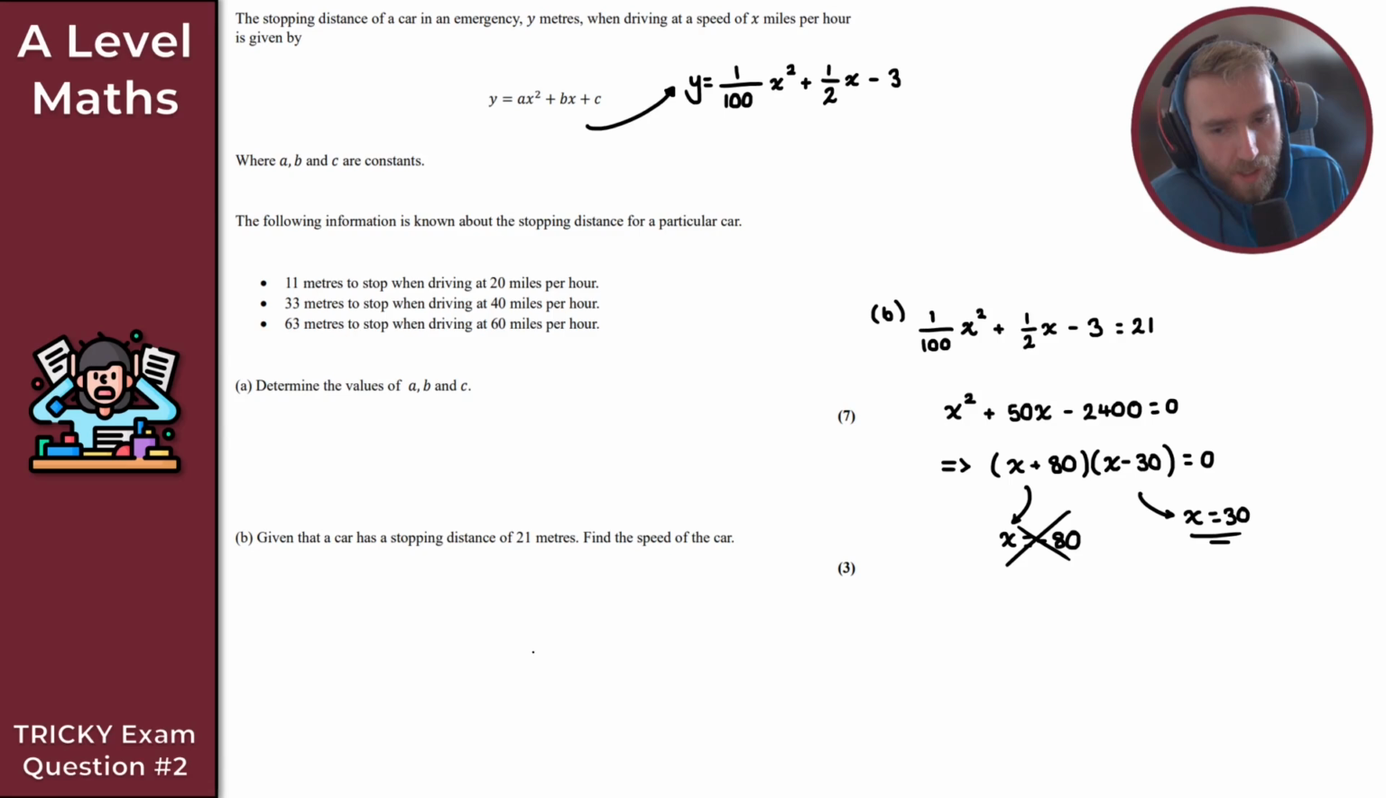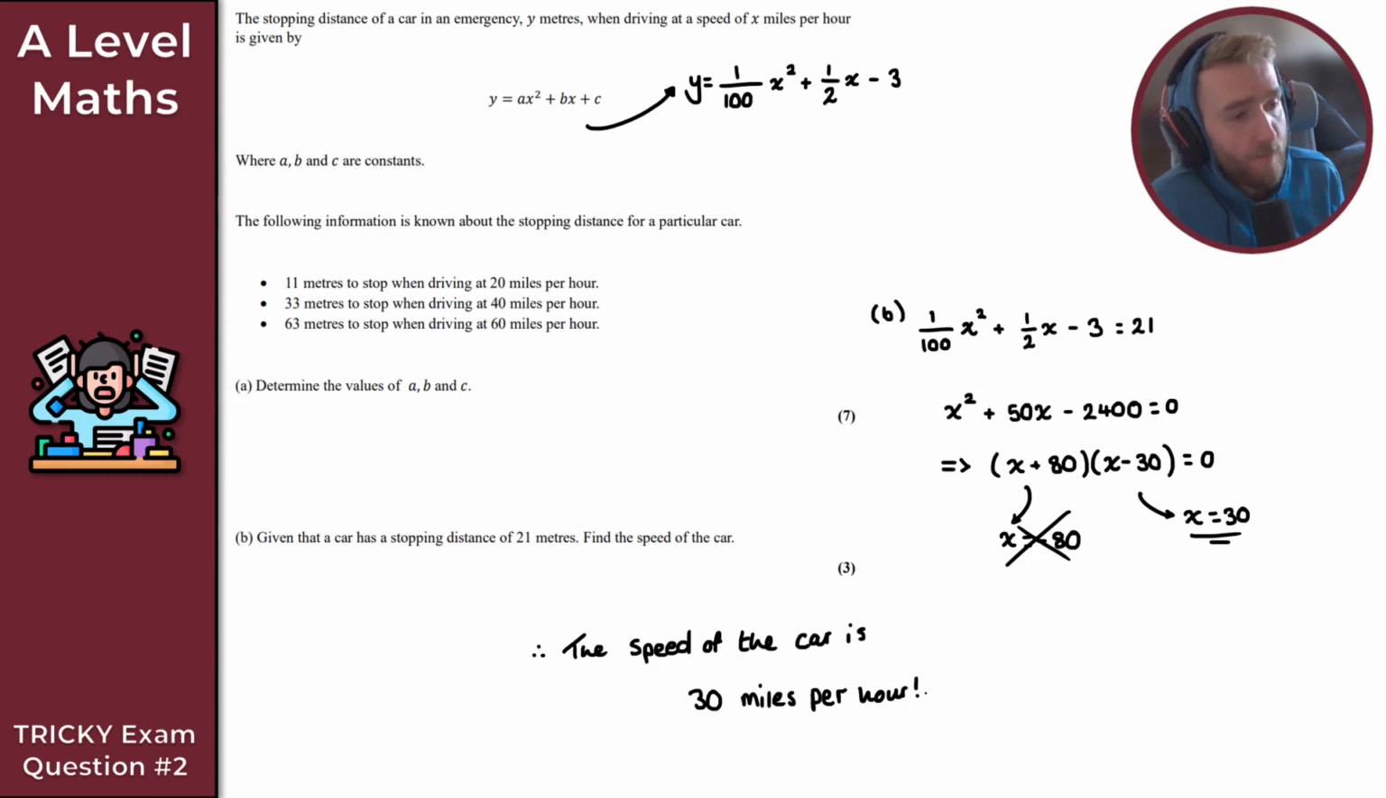Okay. And then finally to finish with here then, let's just state the speed of the car. So in that case then, the speed of the car is 30 miles per hour. Okay. So 30 miles per hour there. And there we have it. So that gives the solution then to the second part of our tricky A-level maths exam questions.